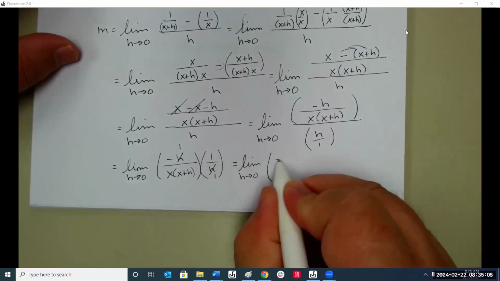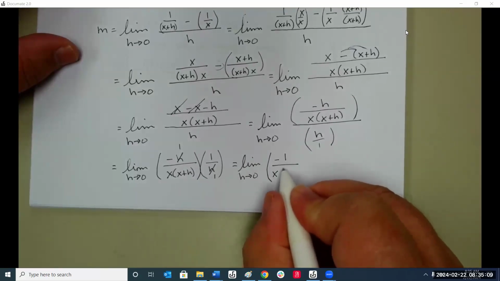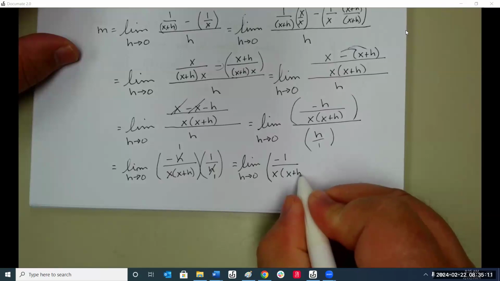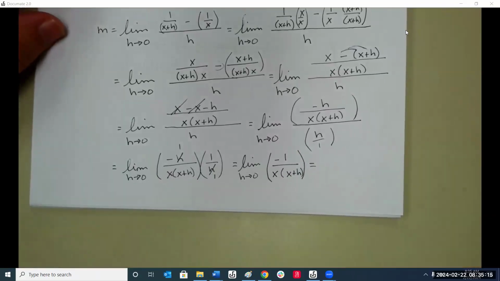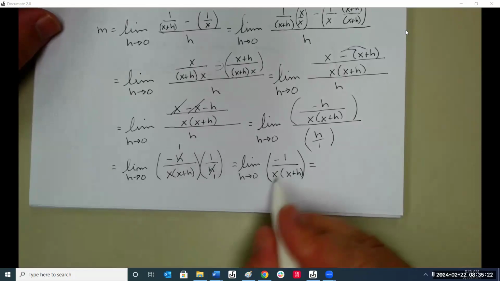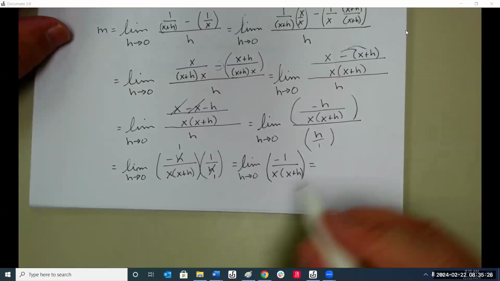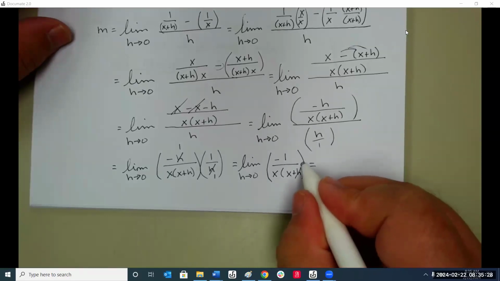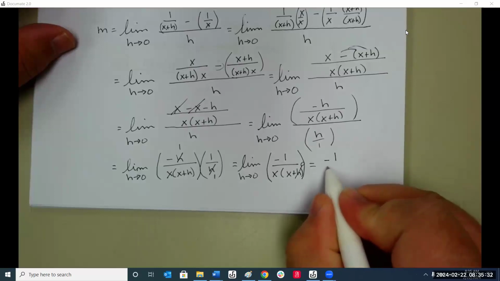So on top, we only have -1. On the bottom, we have x plus h. Can we do anything else algebraically? No, it's as far as you can go. So now what we do, we take h to 0. Anywhere you see an h, it goes to 0. That takes care of the limit part.